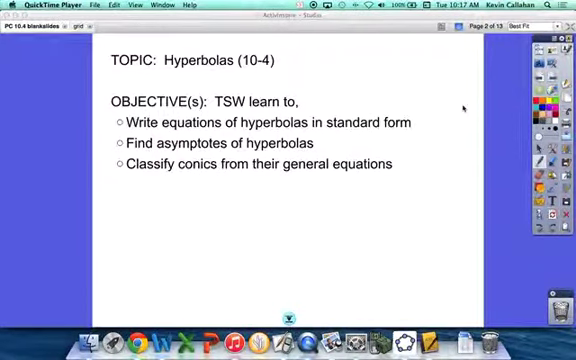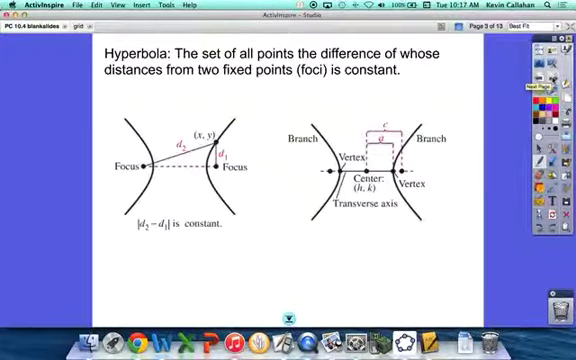Okay, so this is the last of the conic sections. Hyperbola. So hyperbola, if you look at the definition of the ellipse and of a hyperbola, they're the same except for one word, right? What is the word? Difference, right? For the ellipse, it was the set of all points, the sum of whose distances from two fixed points is constant. For hyperbola, it's the difference, right?